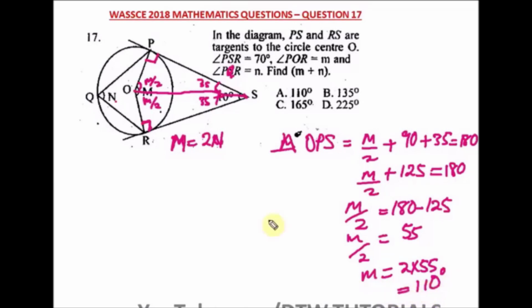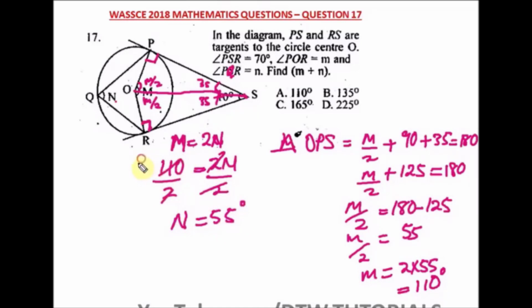So how do we get N? Remember from our circle theorem, M is equal to twice N. So since we have M as 110, equal to 2N, to get N we divide both sides by 2. So N is 110 divided by 2, which gives us 55. So N is 55. This here, this is 55. That's why we have N is equal to 55. And the question says find M plus N. So what is M? M is 110, then plus N, what is N? N is 55. And what would this give us?